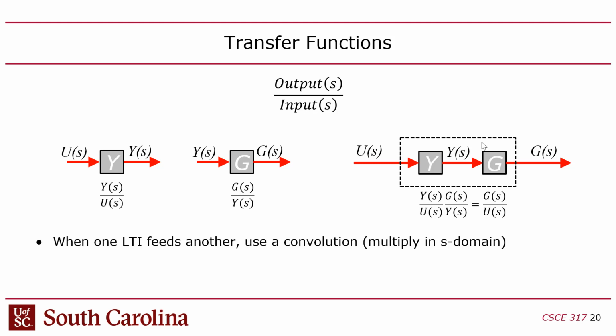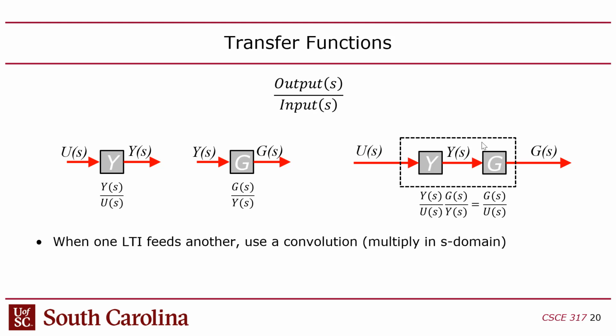So this works out mathematically, because the y of s just cancels out, right? But it turns out that if these are transfer functions, you do the same math, and you calculate a new transfer function for the whole system. That's kind of cool. It just requires algebra essentially.